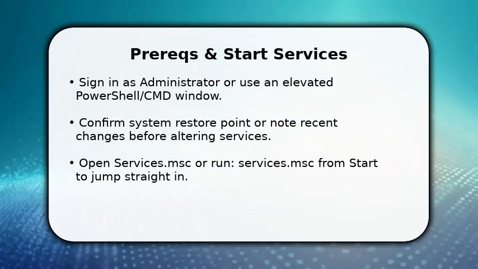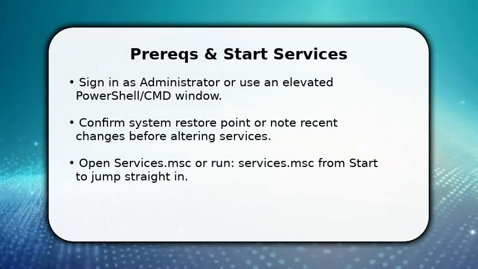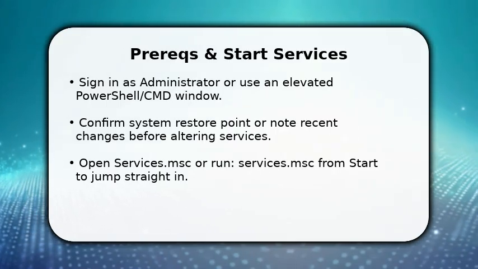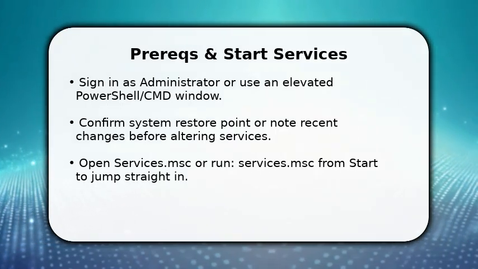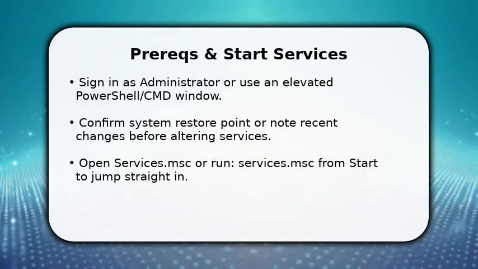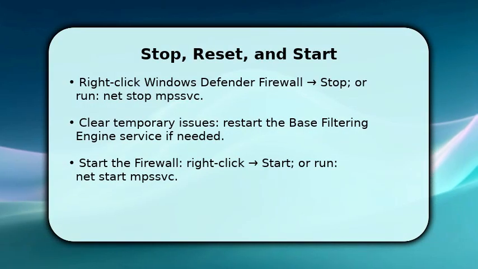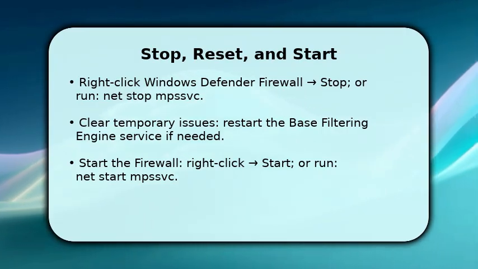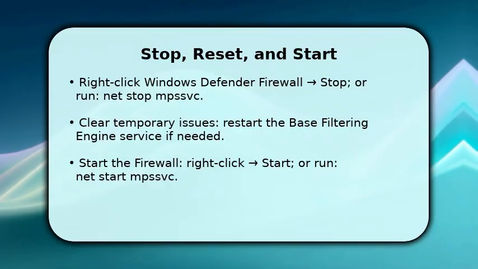You'll start by locating the service entry, checking its current state, and preparing to stop it. This first move isolates the process and prevents abrupt network changes. Now stop the Windows Defender Firewall service using Services.msc or net stop MPSSVC in an elevated prompt. You'll see a dependent services prompt if any are active.